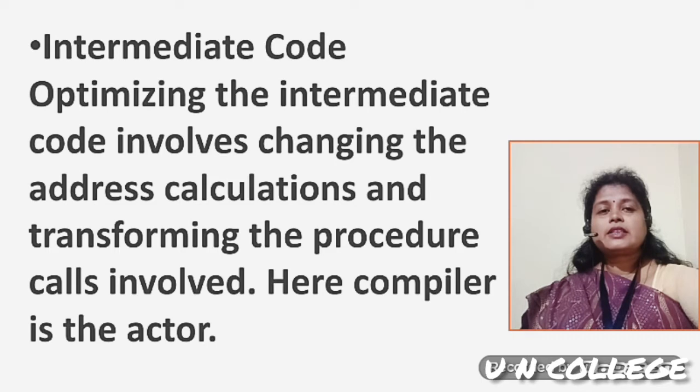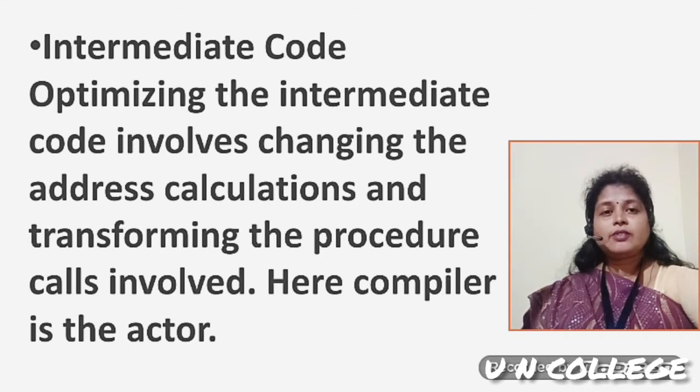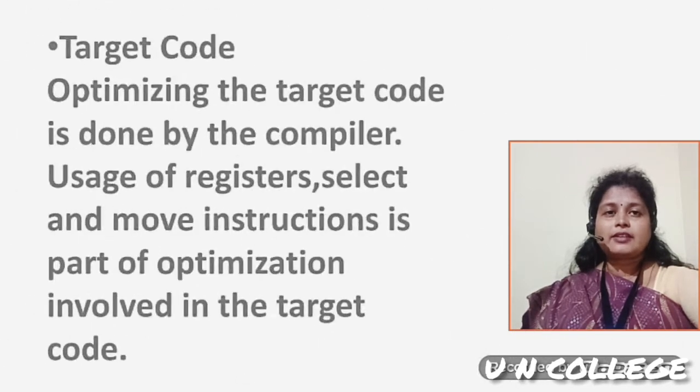Then we will discuss intermediate code, on which we can implement code optimization. Optimizing the intermediate code involves changing the address calculation and transforming the procedure calls involved. Here the compiler is the actor.